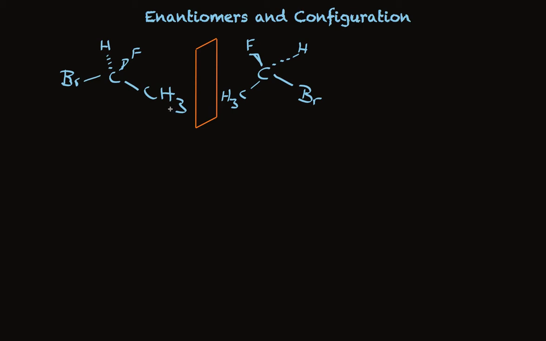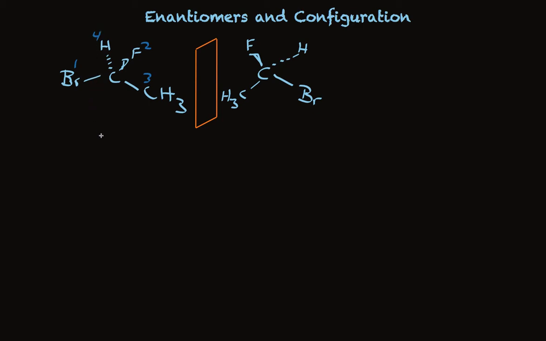Here's the system. Number 1, number each of the groups attached to the carbon atom in their priority, assigning priority based on the weight of the atoms, the atom attached directly to the carbon. So in this case, for example, the heaviest atom is bromine, and the second heaviest atom attached to this carbon is fluorine, and the third heaviest atom is carbon, and finally bringing up the rear would be hydrogen, the lightest.